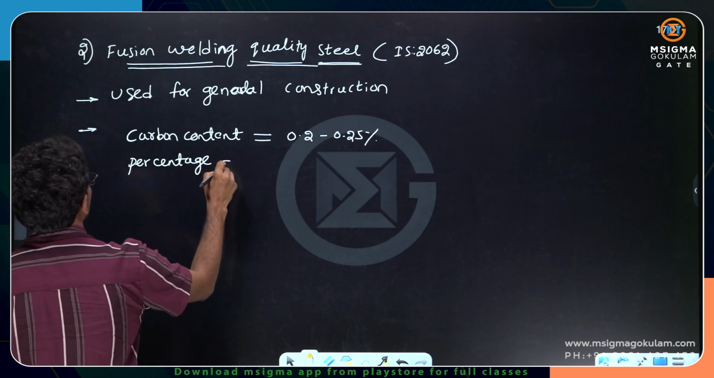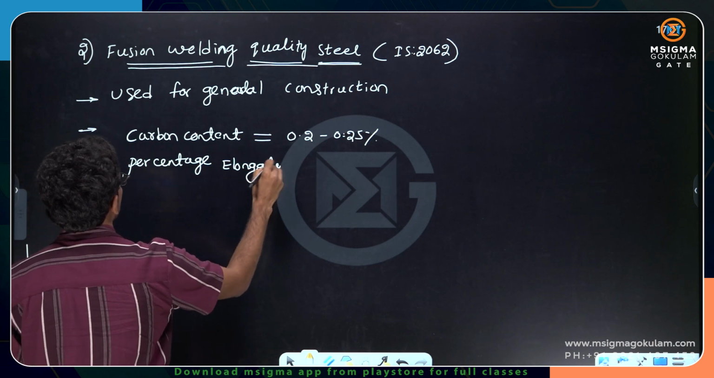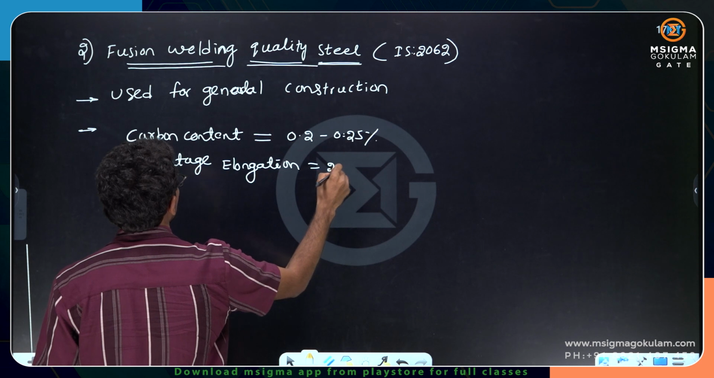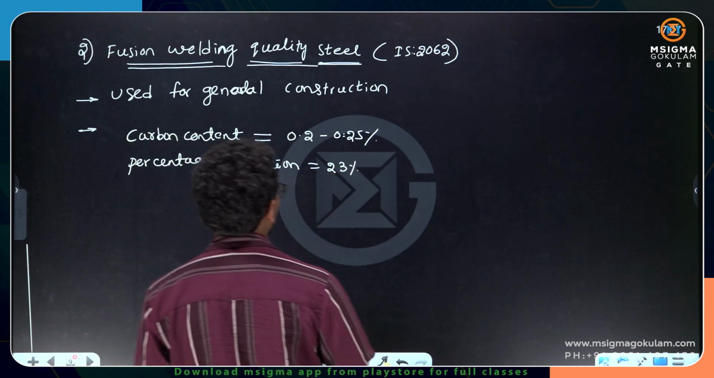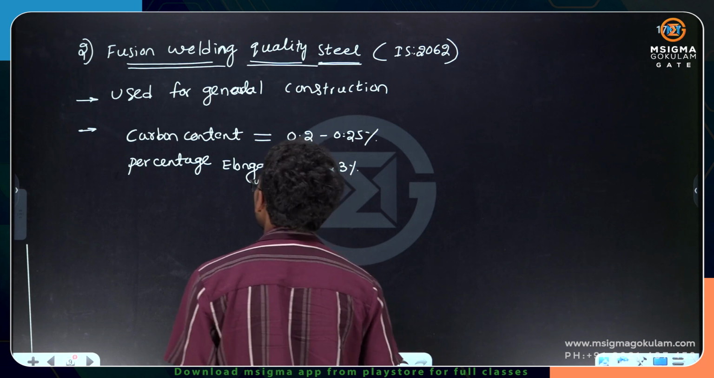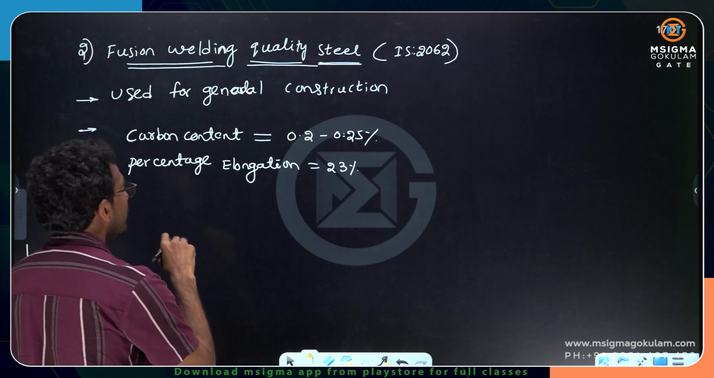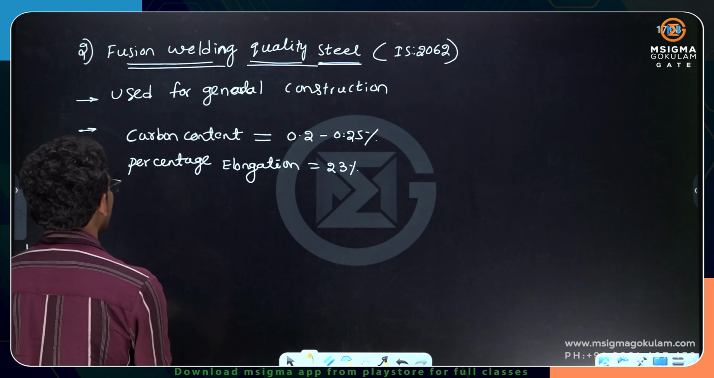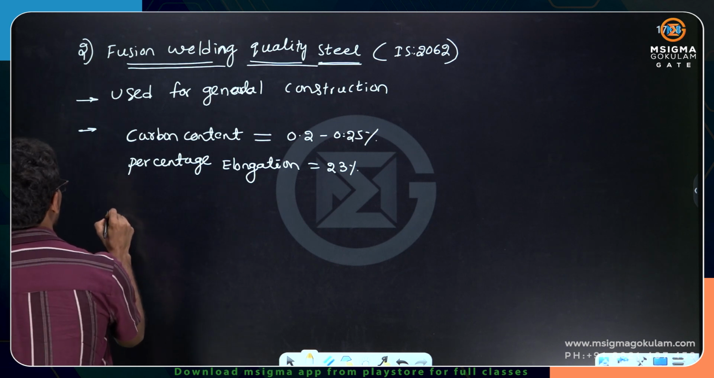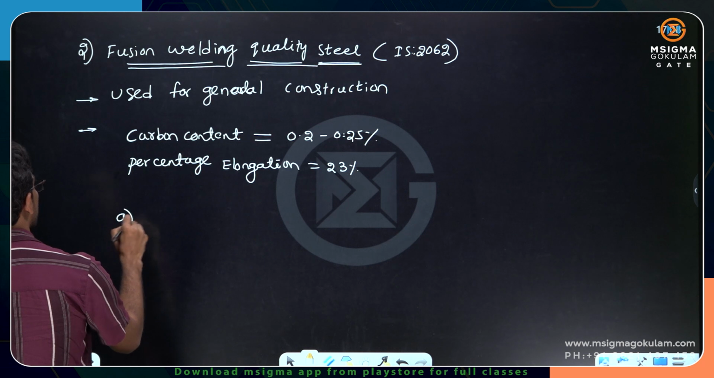So what is the percentage elongation? The percentage elongation for this material is also 23%, which is ductile. And please understand, dear students, this particular fission welding quality steel has grades. So once again it has certain grades. How to designate? So, we have grades in fission welding quality steel. What are those? Let us see that.